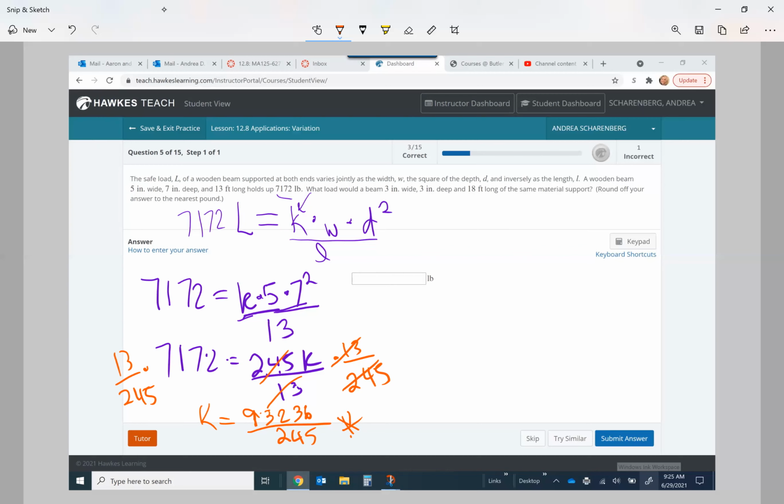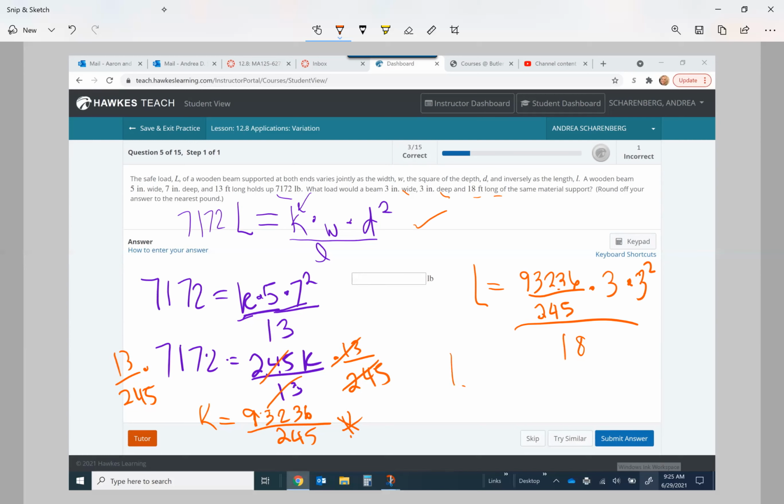It says what load, so big L, what load would a beam 3 inches wide, 3 inches deep, 18 feet long of the same material support? So we're going to use our constant of variation, and we're going to use our equation up here. So for little k, we're going to put in 93236 divided by 245 times the W, which is 3, times the D squared, which is 3 squared. I'll put 3 squared, and then we're going to divide that all by 18. So this just becomes an interesting calculator problem.